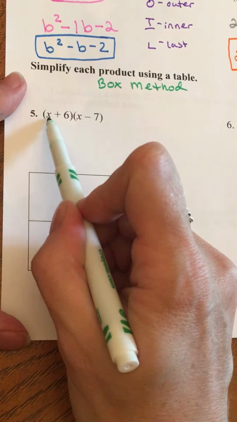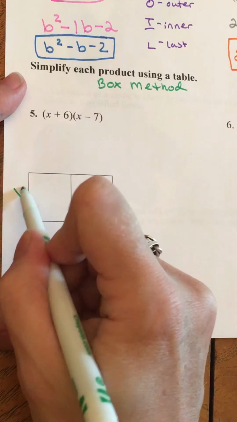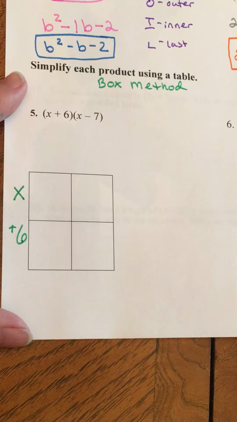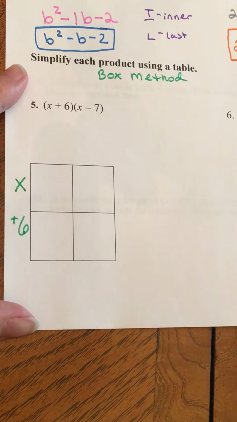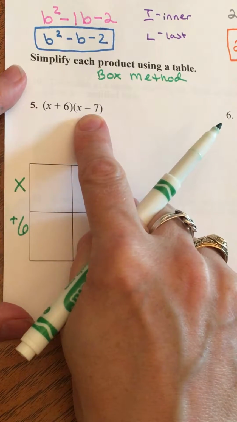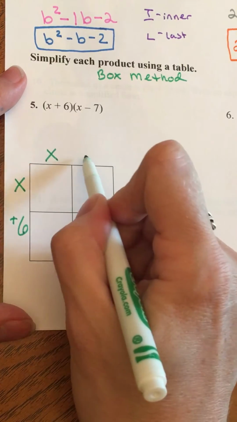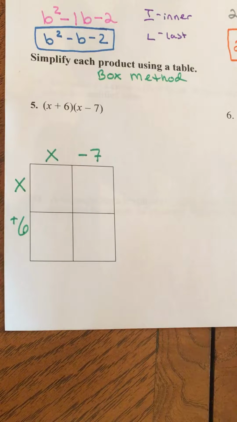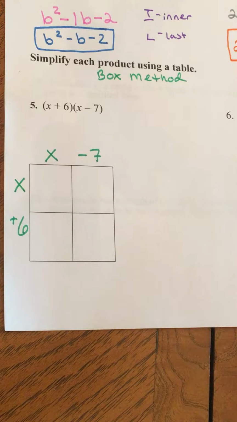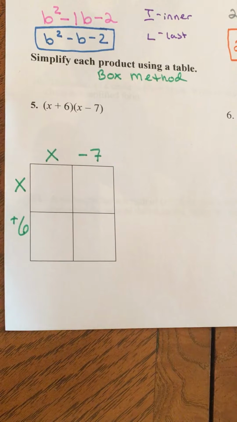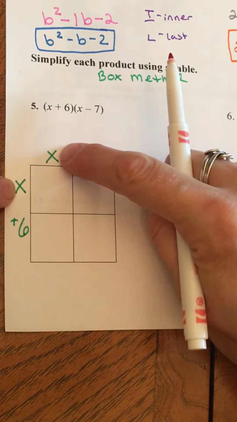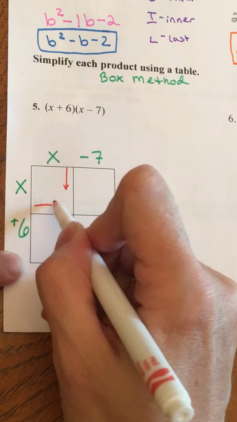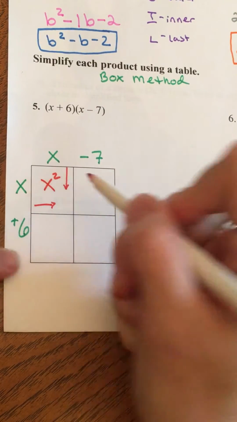So my first binomial is x plus 6. X plus 6 down the left. My second binomial is x minus 7. X minus 7 across the top. And now we are going to multiply into the box to fill it in. X times x makes an x squared.